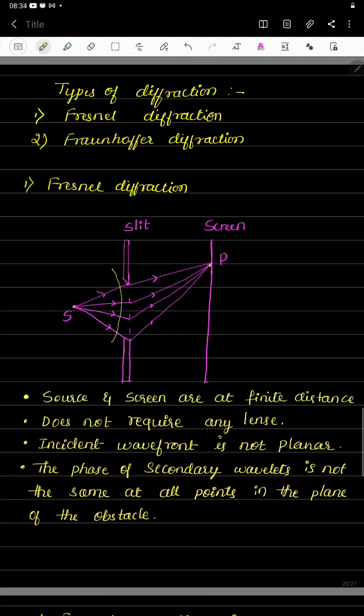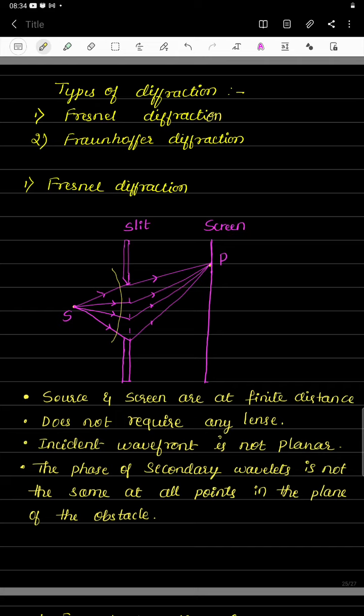And to observe this Fresnel diffraction phenomenon, we do not require any kind of lenses. Here no lens is used in Fresnel diffraction. So we are not going to use any lens to observe this Fresnel diffraction phenomenon.